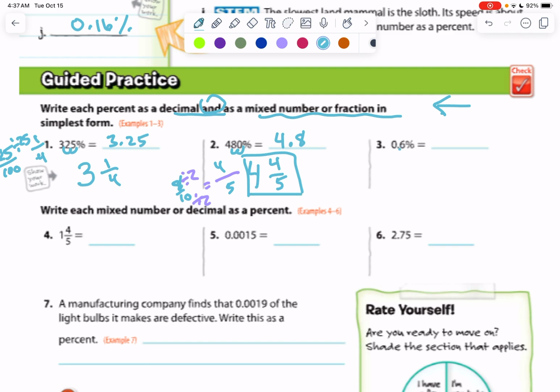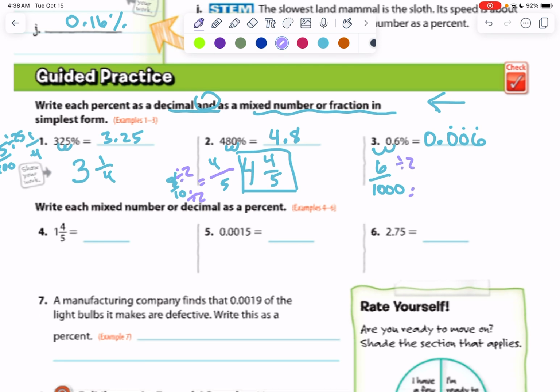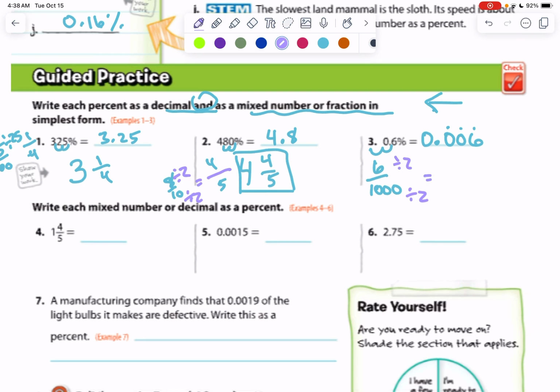0.6%. Oh, move the decimal. 1, 2, 0.006. That's tenths, hundredths, thousandths. So that's 6 thousandths. What can we divide by? Well, 10 is not divisible by 6, but it is divisible by 2. So divide by 2. 6 divided by 2 is 3. 10 divided by 2 is 5, and there are two more zeros. Okay, so 3 500ths.